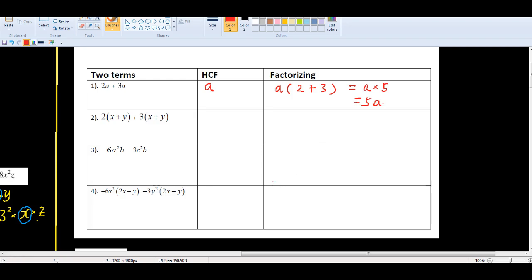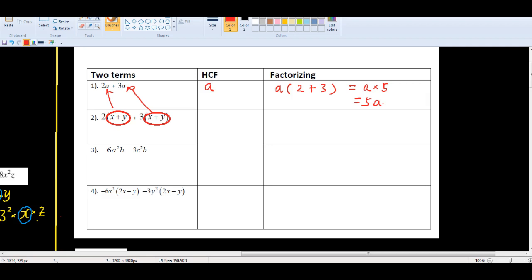All right. Okay, so we can do this. All right, so how about the second one? If you see 2 terms, what's the highest common factor? Okay, so you might think, I never saw this before because it's not like 2a, but if you see this x plus y, can you imagine this just like the a above? Okay, because they are the same. They're bracket x plus y, 2 times that bracket plus 3 times that bracket.